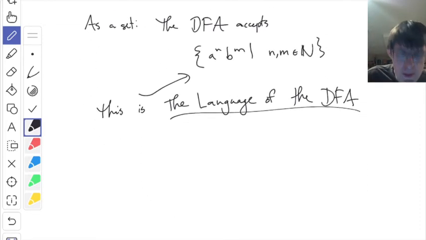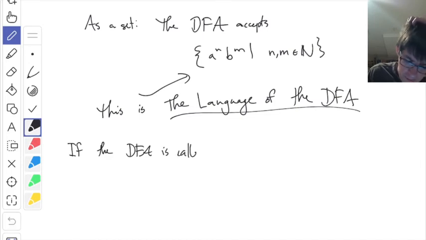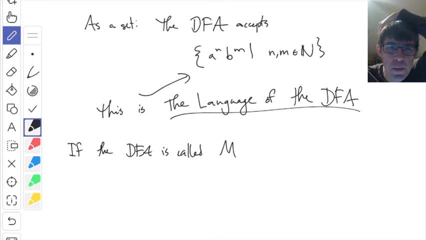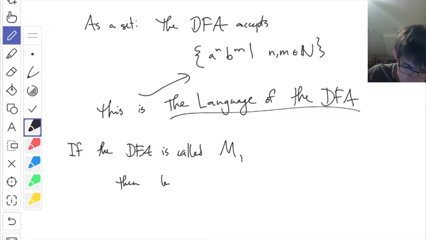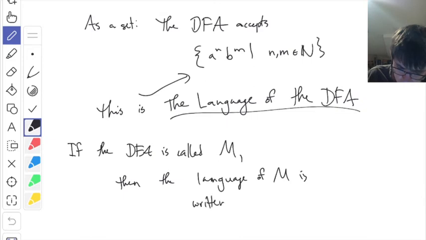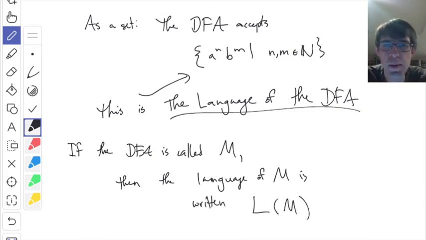Oftentimes we are going to give a name to our DFAs. So if the DFA is called M, I'm usually going to call it M for machine, then the language of M is written L of M. The language of M, right? So if you have a machine M, L of M means the set of all strings which are accepted by that machine. That's called the language of the machine.